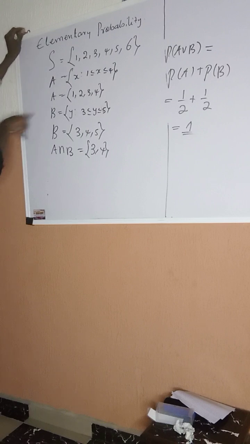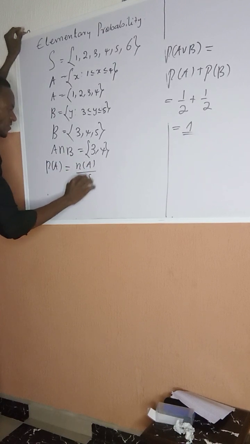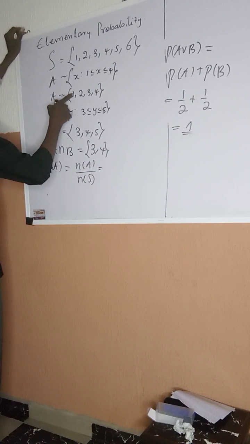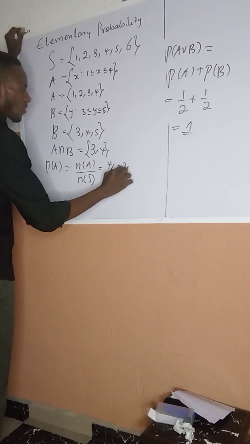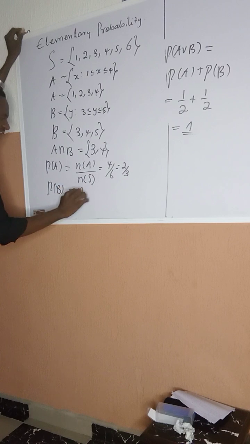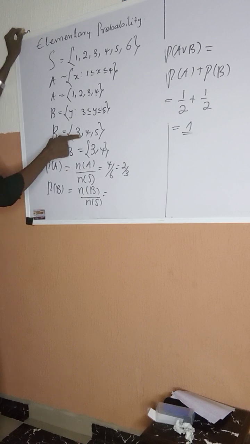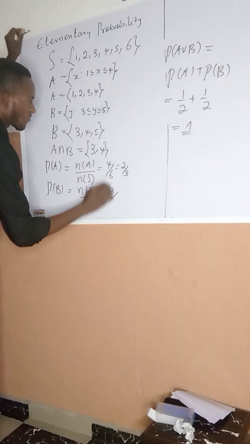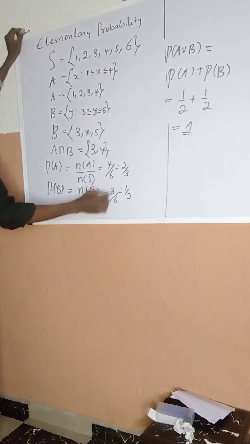Now if I want to talk about the probability of A, I will say P of A is given as N of A over N of S, which equals: N of A means 1, 2, 3, 4. So I have 4 over 6, which is 2 over 3. Then I talk about B. P of B occurring is N of B over N of S. This equals 3 over 6, which is 1 over 2.